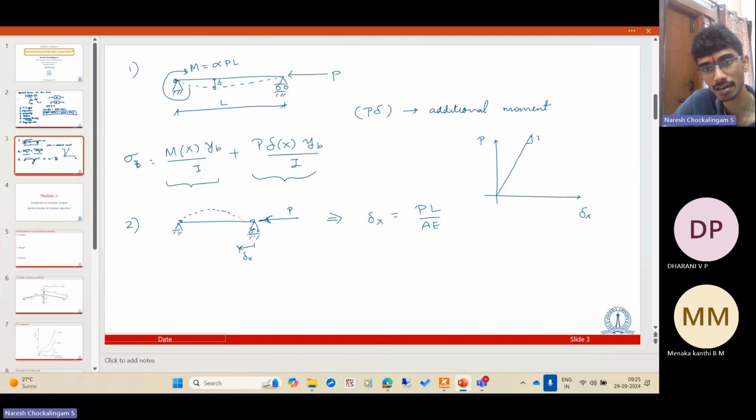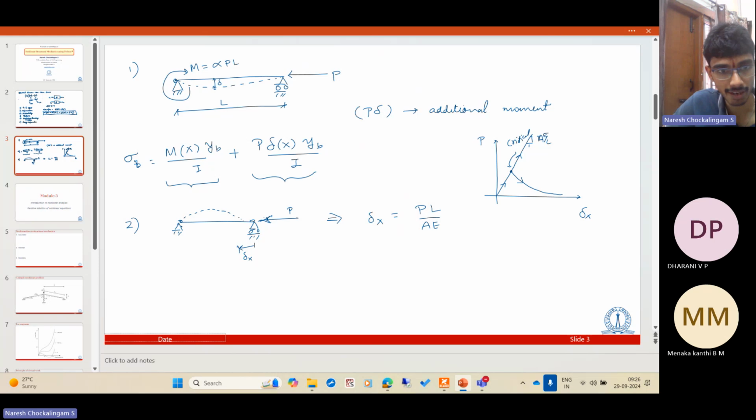So this will be AE by L. And the other solution is it remains linear. Beyond some point, you can have a different solution. There is a certain point at which both the solutions are stable. That is called the critical point. And beyond that, you have a drop in load.